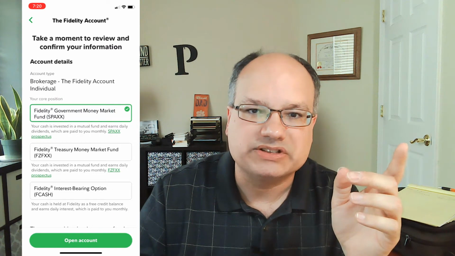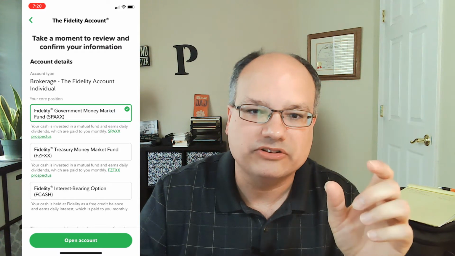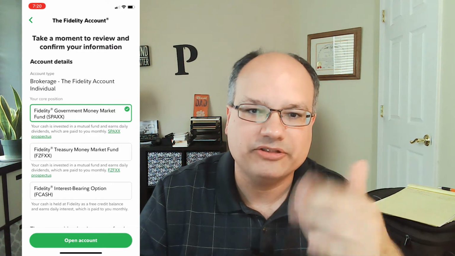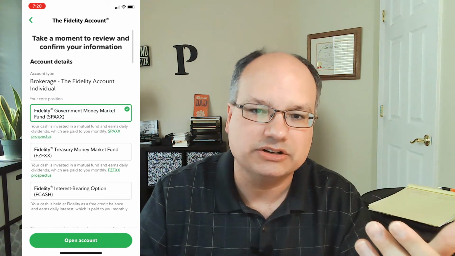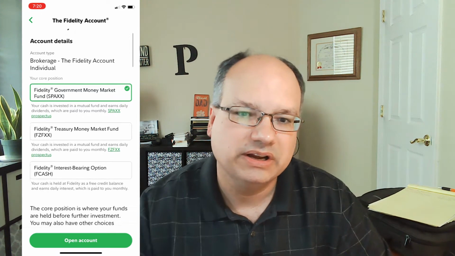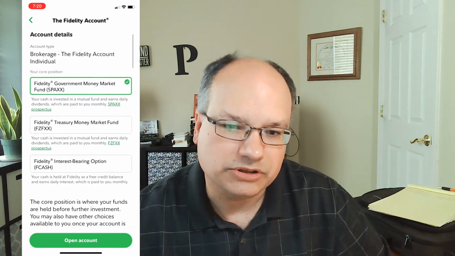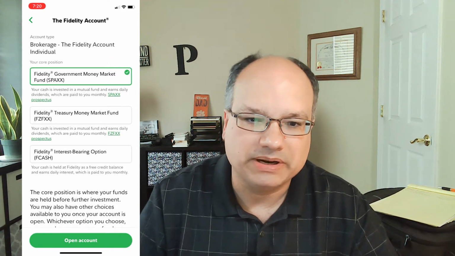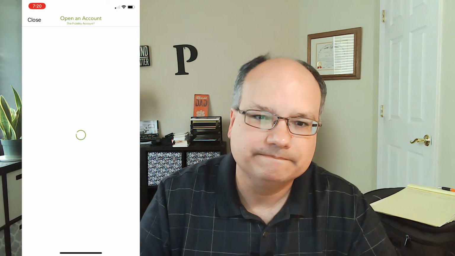Now this is interesting because where are the funds going to be held when they're not in an investment? They've got 3 different options here. Each one does pay daily interest. I don't really know the difference between them, but I decided to go with the government money market fund. Treasury money market would be another option too. Interest bearing sounds like it's backed by Fidelity, but I picked the money market one. Review all your information. I skipped over it again because it had all my personal stuff in there, and then move forward. And then you set up a username and a password.